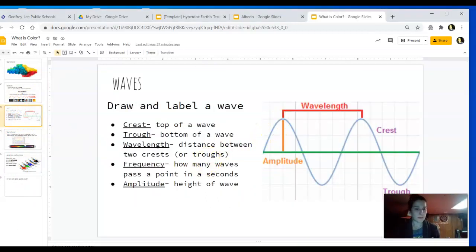A wave of radiation has a couple factors that we need to look at. The top of the wave is called the crest. So here are the two tops of the waves. And the distance between two crests right next to each other is called the wavelength. And the wavelength determines a lot of properties about that type of radiation.